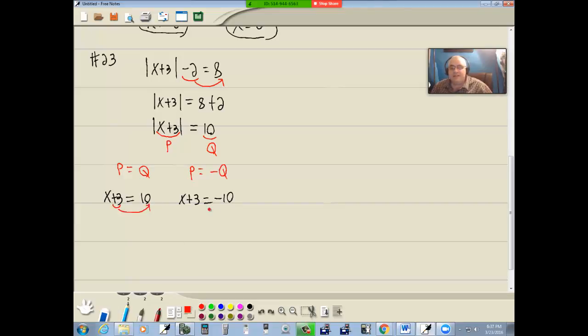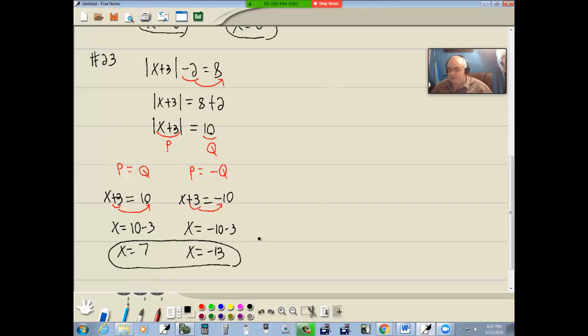Now I'll get the x by itself, so I take these 3's and move them over. And we got x is equal to 10 minus 3, or x is equal to 7. And here I take the 3 over, becomes a negative 3. And we got negative 10 minus 3, which gives us negative 13. And those would be our two answers.